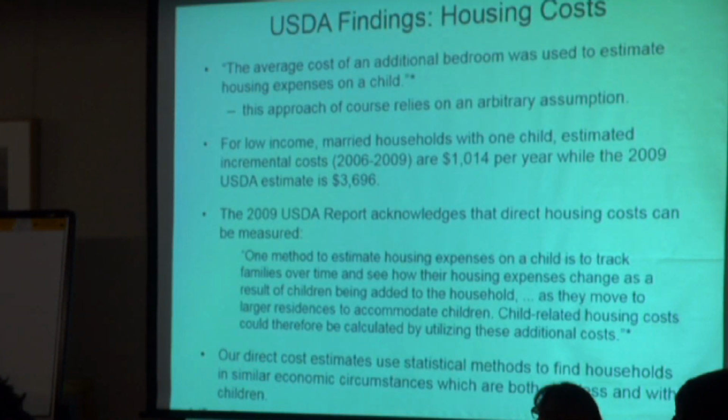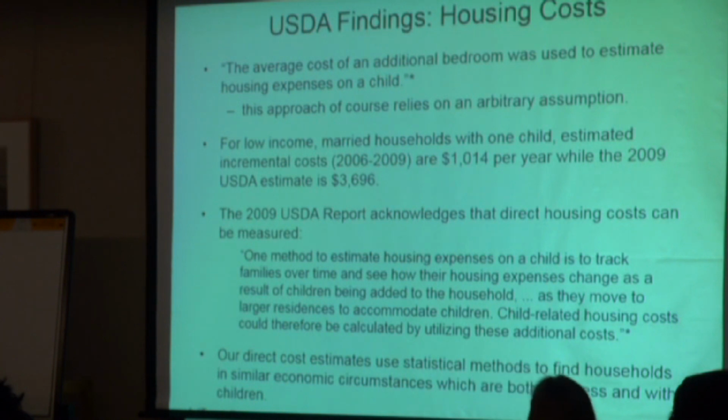This is the third point. The USDA report says that one could measure housing costs the way I suggested we should do it, by looking at the housing expenses for the same family as children are added to the household. Right? That is what I proposed. And he says that these could be calculated by utilizing these additional costs. But then he rejects it because he says that you can't possibly determine comparable households with and without children. And I think that is just wrong.